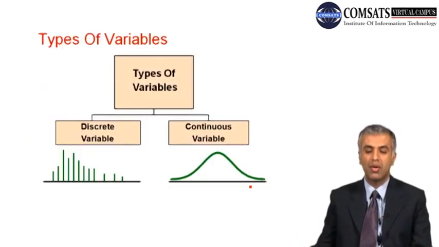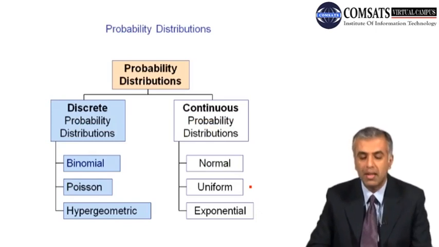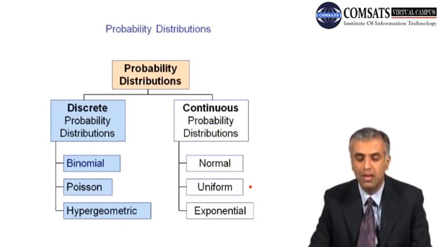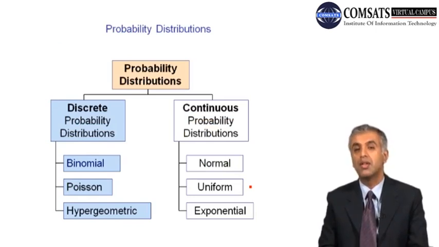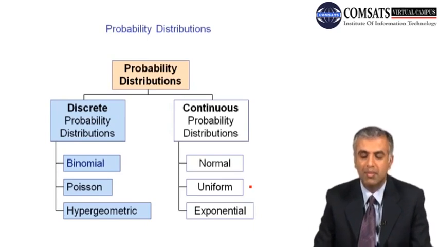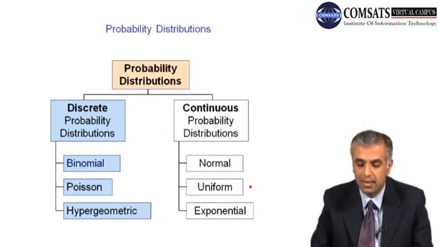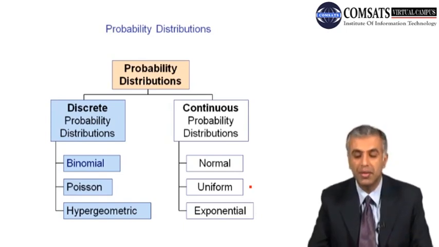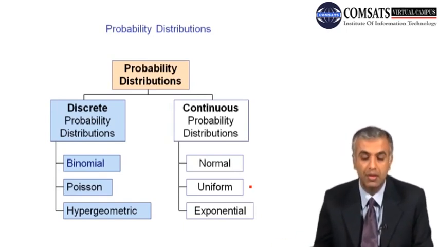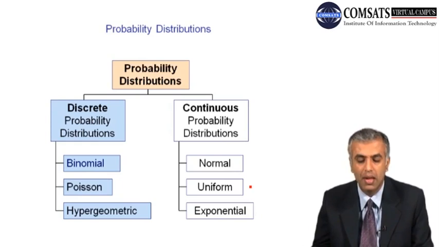We are interested more in these types of variables, discrete and continuous, but the probability distributions, as they are called, deal more with the continuous probability distribution, specifically while we are going through studies in business administration. The continuous probability distribution comprises three important types: one is normal, the second is uniform, and the third is exponential. Coming to this continuous probability distribution, which is of more importance in business administration, let's have a look at the details.